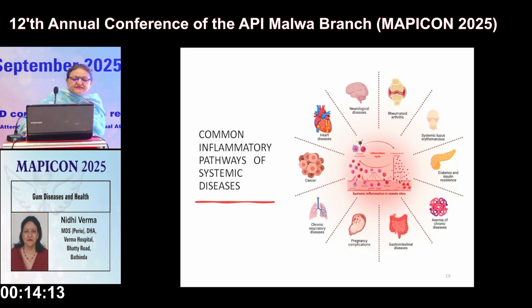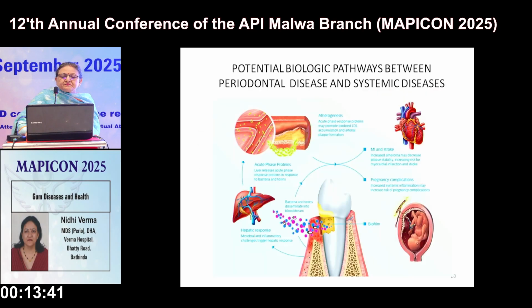So, as periodontitis starts, the inflammatory pathway starts in the mouth, and that low-grade inflammation will become systemic and can affect other systems, leading to inflammatory conditions in other systems of the body also, like causing heart diseases, neurological diseases, arthritis, SLE, diabetes, and gastrointestinal diseases.